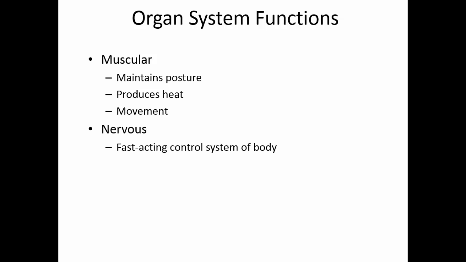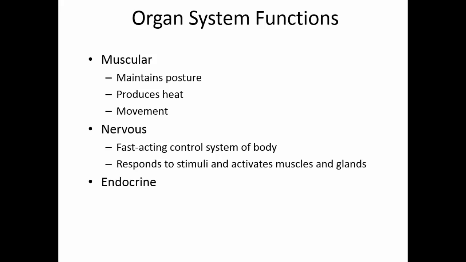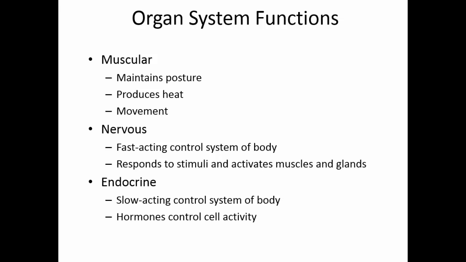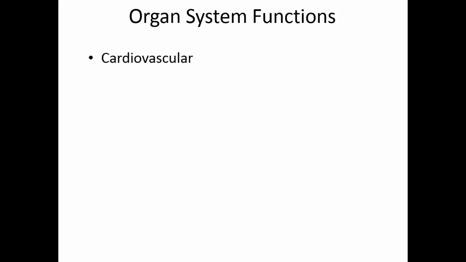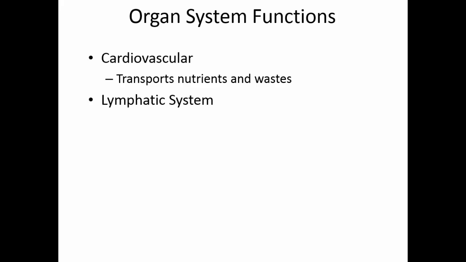Your nervous system is a communication system. It is a fast-acting control system of the body. It responds instantaneously to stimuli and activates muscles and glands to help you maintain homeostasis. The endocrine system is also a control system, but it's a slow-acting control system of the body. It secretes hormones that control cellular activity. This may take hours to days to accomplish. The cardiovascular system transports nutrients and waste throughout your body. The lymphatic system returns fluid back to the blood.